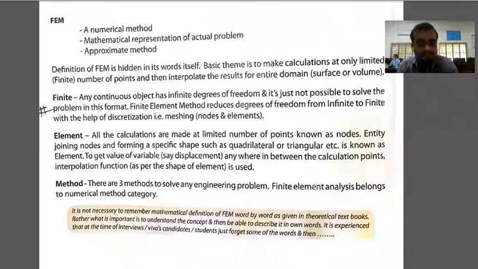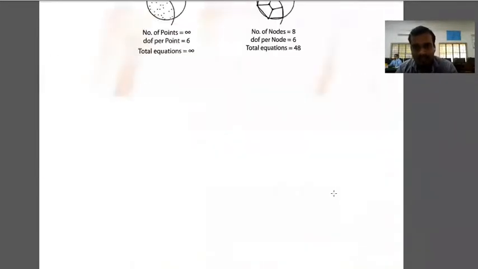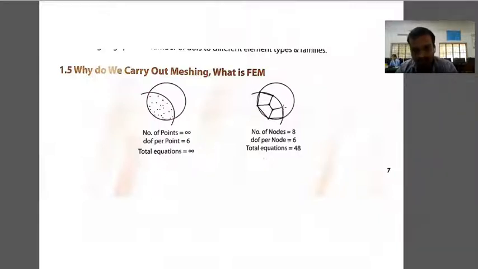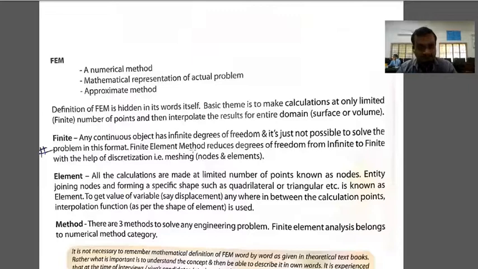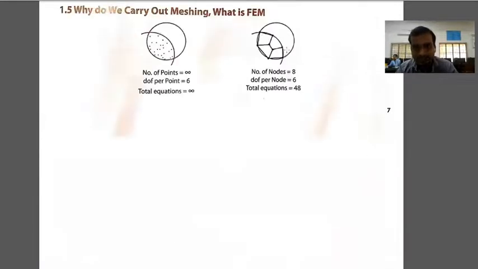Next thing is, it is a mathematical representation of any actual problem. Okay, and third one is, it is an approximate method. Actually, the solutions obtained by this finite element method will converge towards your exact solution. Now, a simple definition of FEM is actually hidden in its name itself. So the basic theme is to make calculations at only a limited number of points, meaning make the calculations at a limited or finite number of nodes. Then interpolate these results, meaning the results obtained at these finite number of nodes, over the entire domain by using your interpolation function or shape function.